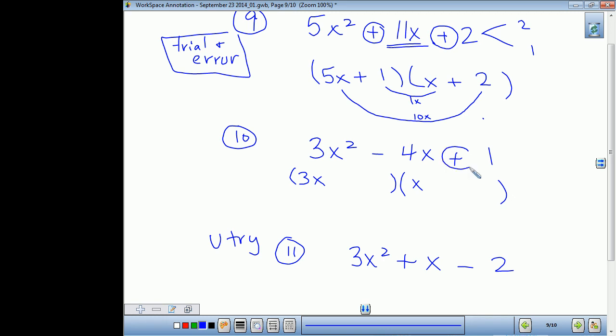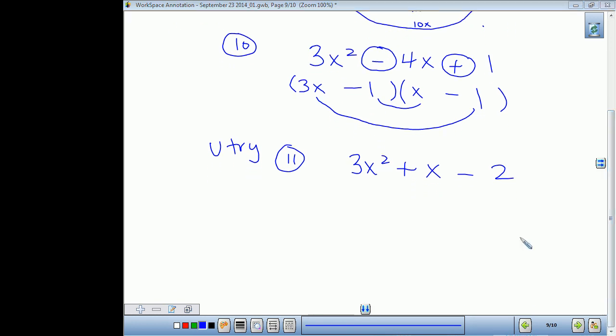And we're multiplying to get a positive, but we're adding to get a negative. So what kind of ones are those? Negative 1 and negative 1. Because a negative times a negative is a positive, and a negative plus a negative is a negative. Let's check. Outer, negative 3x. Inner, negative 1x. Did that give us the negative 4? It did. Yes. Okay. Now, you try. This one, you might have to play with it a little bit.